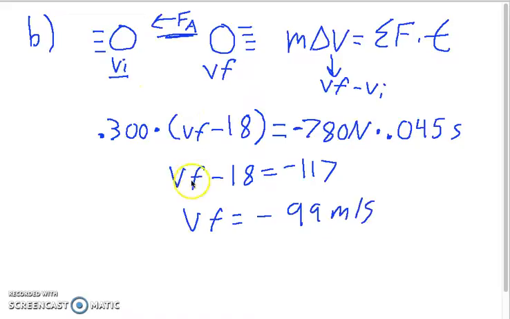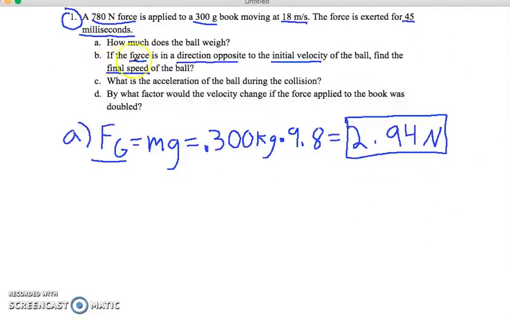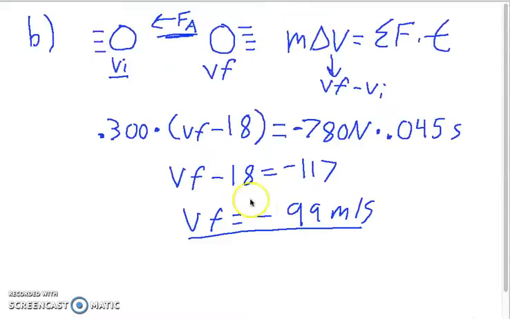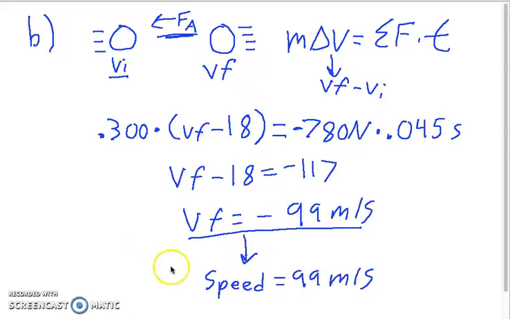So that's pretty close, but it's asking for the final speed. Yep, the final speed. So what we want is the velocity, but without any indication of direction. So the speed would be the same number, but just without the negative. So it would just be 99 meters per second. So that would be B.